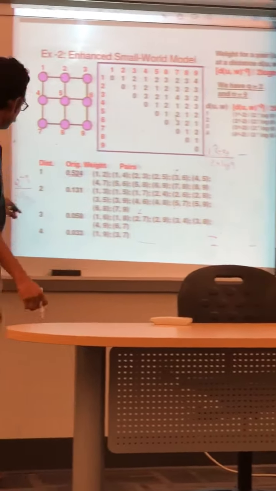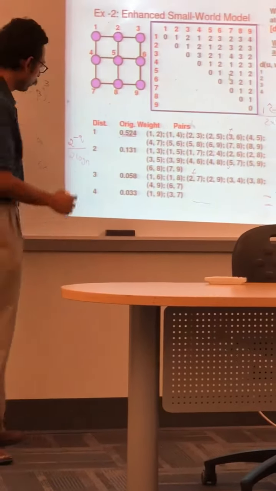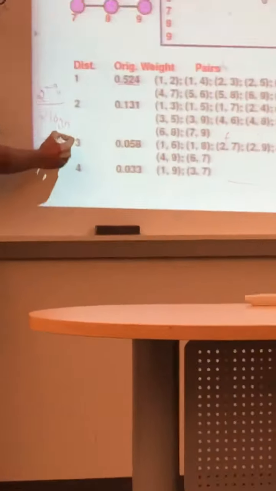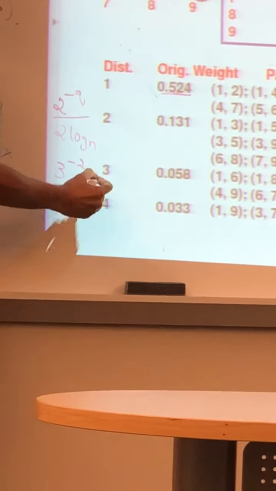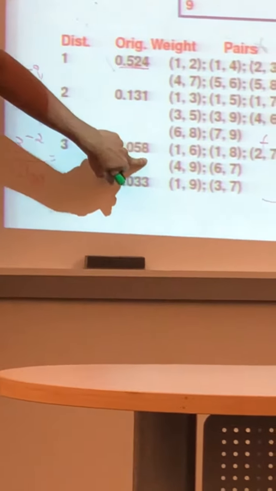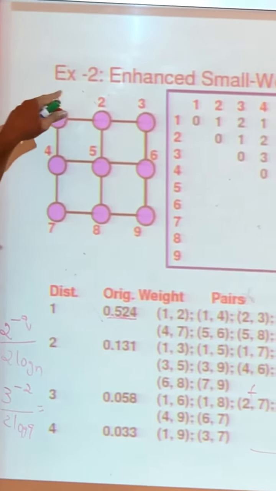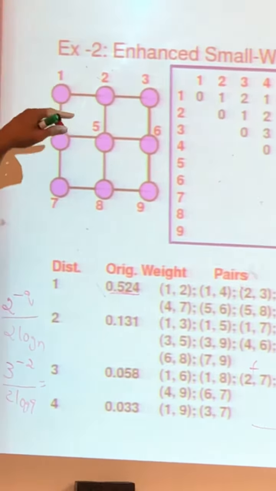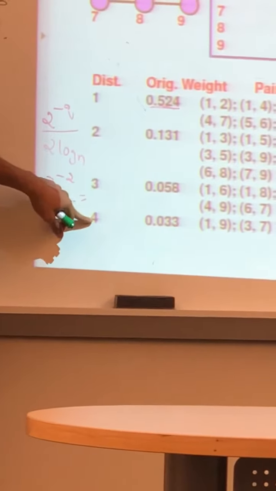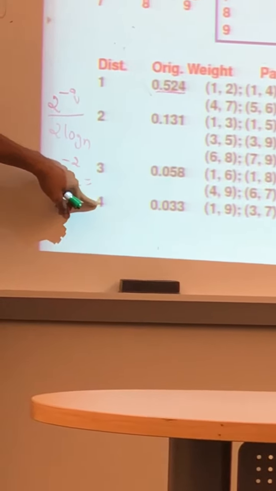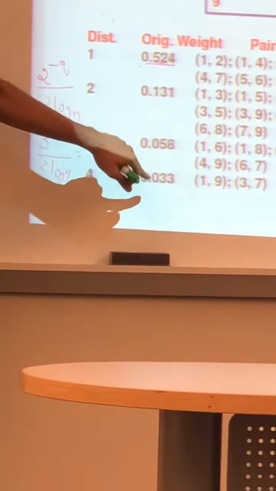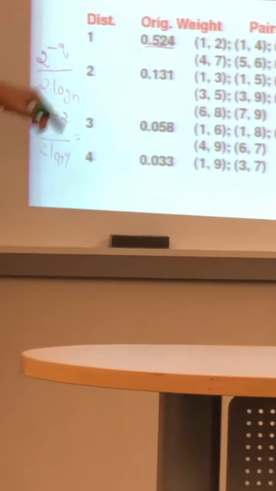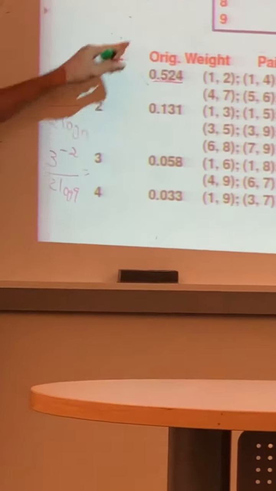Then for distance 3, it's going to be what? 3 to the power negative q, which is 2, divided by 2 log 9. So that's going to be 0.058. So Q means what? Q is the dimensionality. Since this is a lattice, Q is 2 dimension. Then for a distance of 4, the weight to be given is 4 raised to negative q divided by 2 log 9. Okay, so as you can see, these are the weights.